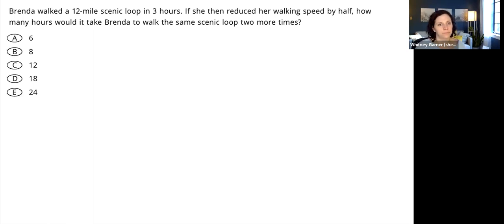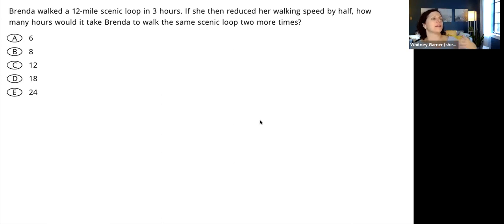All right. So let's take a look. We are in a situation where we've got a person walking a loop, and the problem tells us how quickly she does it. Then we have a new scenario. If she changes her walking speed, how long would it take her to do this one trek at this new speed? So again, it may be two different scenarios, but we are in the same world of each little piece they give us is a single trip.